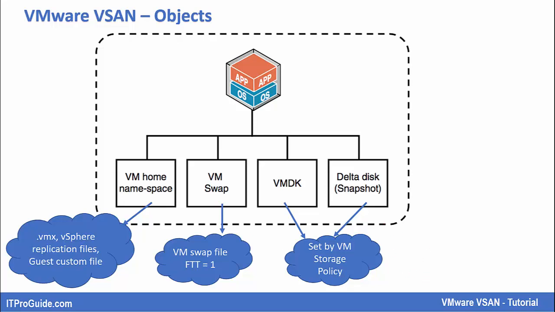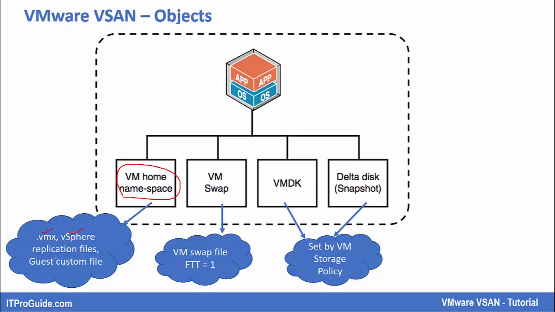So when you create a virtual machine, it creates some files and disks in your datastore. Here, VM home namespace includes .vmx, .log, guest customization file, vSphere replication, SRM files, many files like that. The point is, whatever storage policy you applied for a VMDK, for example FTT equal to 1, the same policy is inherited by the VM namespace also.